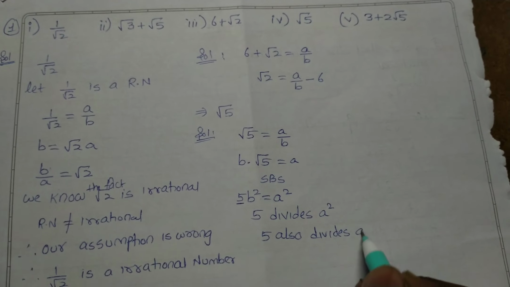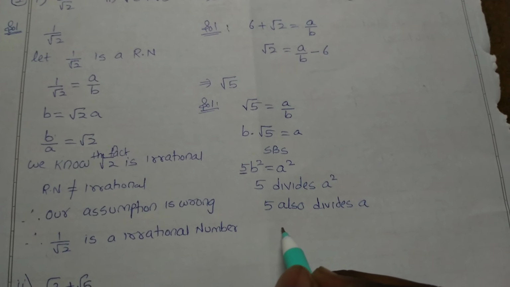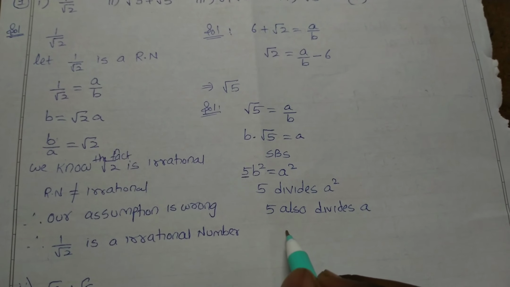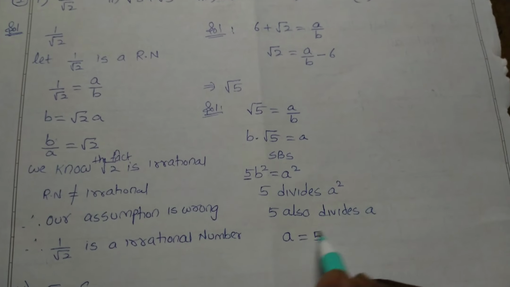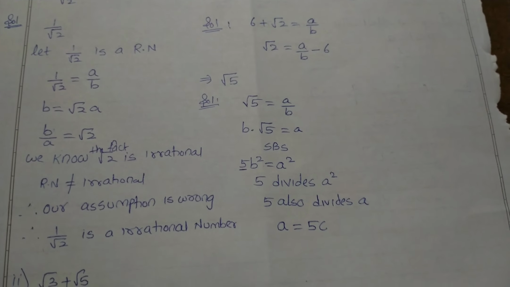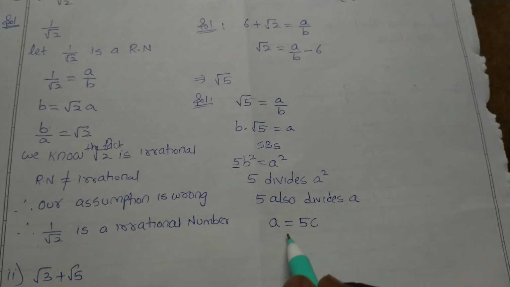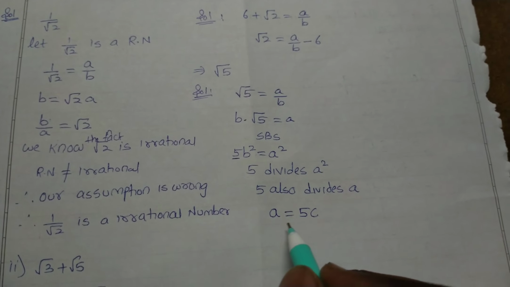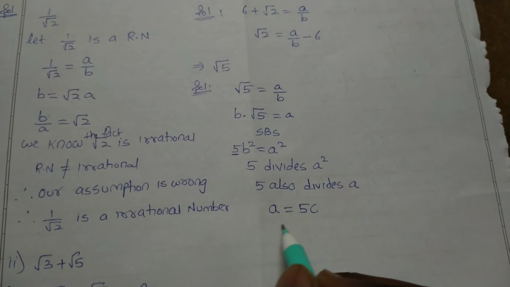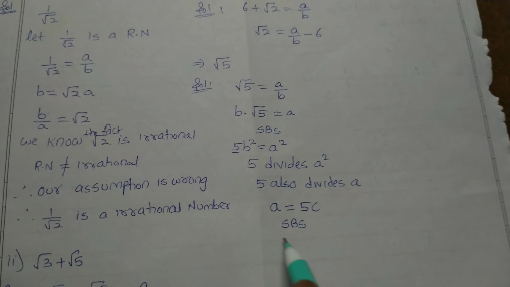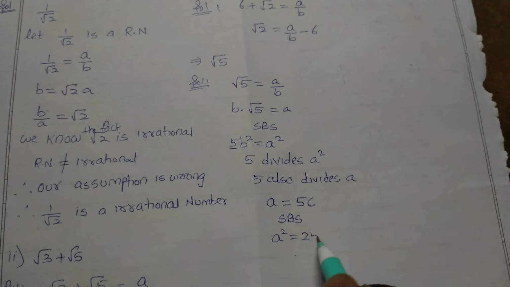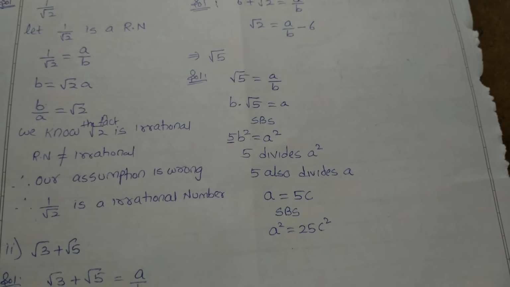5 also divides a. That means we can write like this. Okay, 5 also divides a means, right, a is equal to 5c, right? We can write like this. Okay, a equal to 5c, right? Now already what we know, if you do squaring on both sides for this, what you will get, a square is equal to 25c square, right?